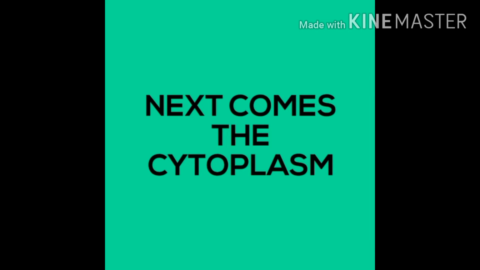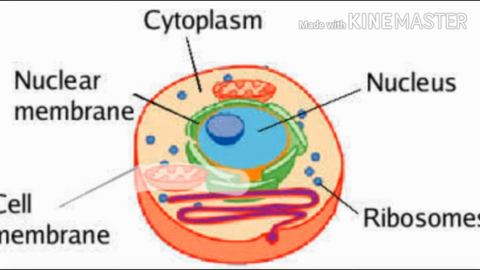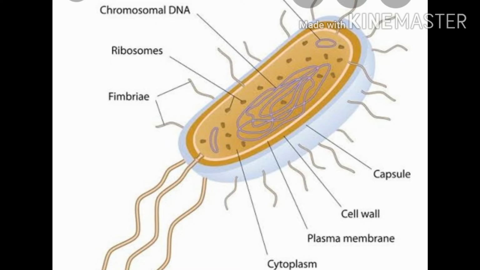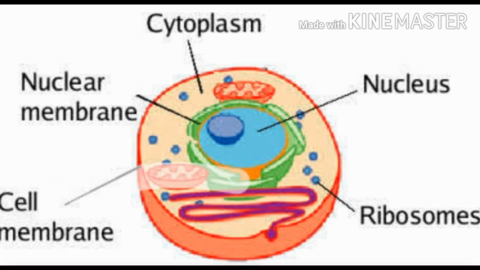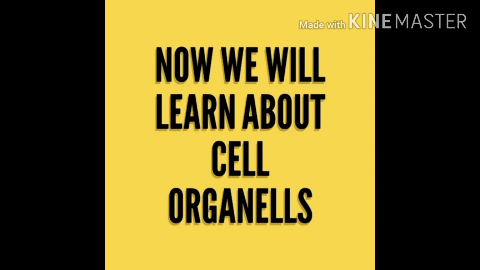Next comes the cytoplasm. We can see a large region of each cell enclosed by a cell membrane. This region takes up very little stain. It is called the cytoplasm. The cytoplasm is the fluid content inside the plasma membrane. It also contains many specialized cell organelles. Each of these organelles performs a specific function for the cell. Now, we will learn about cell organelles.